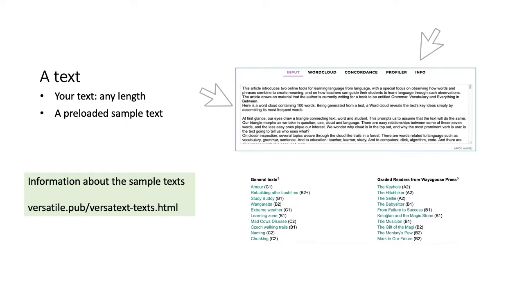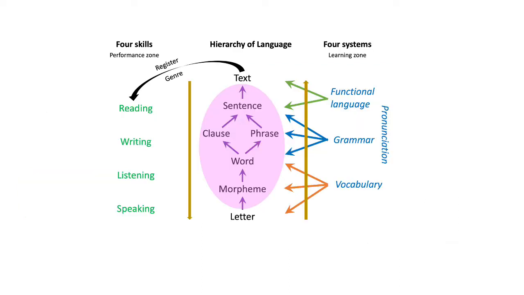But before we do, just a quick note about working with texts. Texts are at the top of the hierarchy of language, which is in the middle of this diagram. And when we are doing text-based skills work in extensive or wide reading, for example, we are working with text top-down. In intensive reading, on the other hand, we are exploring the bottom-up elements of the four systems that the text consists of, as you can see on the right.